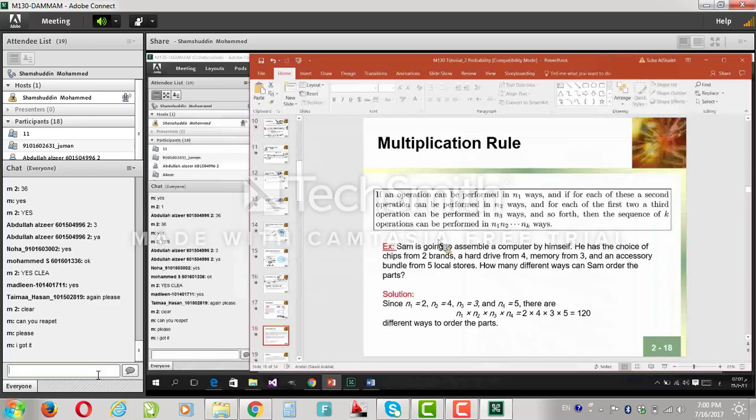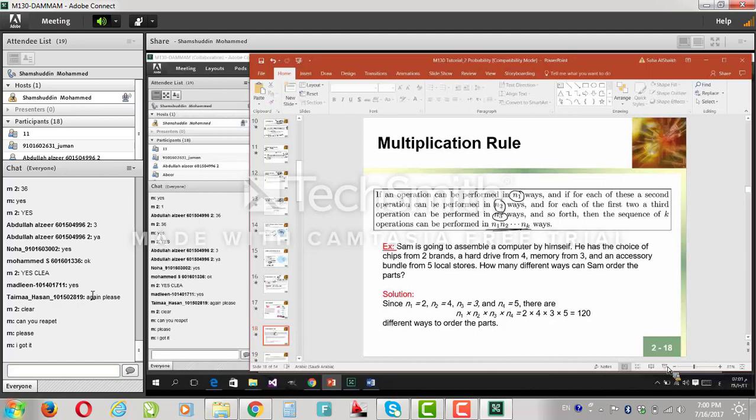This multiplication rule can be generalized to more than 2 steps. If I'm doing 4 things, like flipping the coin 4 times, again, we can generalize this multiplication rule. Operation 1 can be done in n1 ways, operation 2 in n2 ways, in n3 ways, till we reach operation k, done in nk ways. Okay, we have the following example.